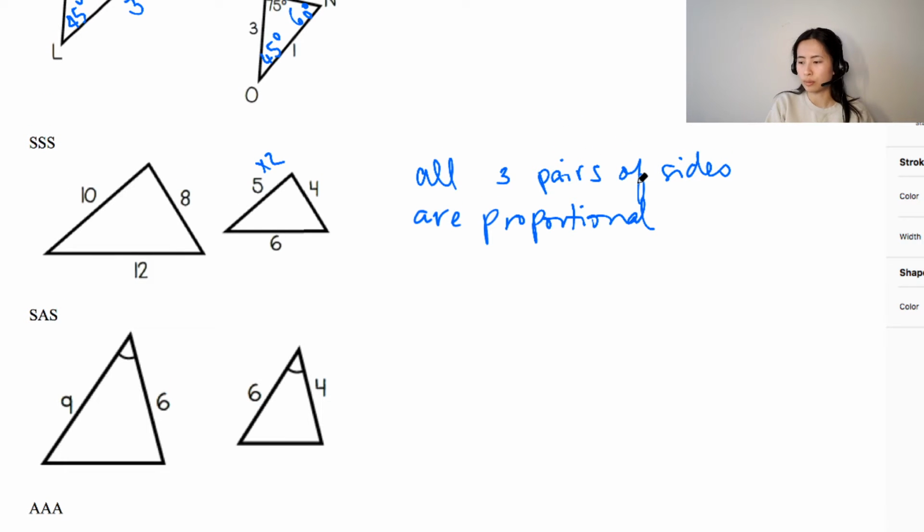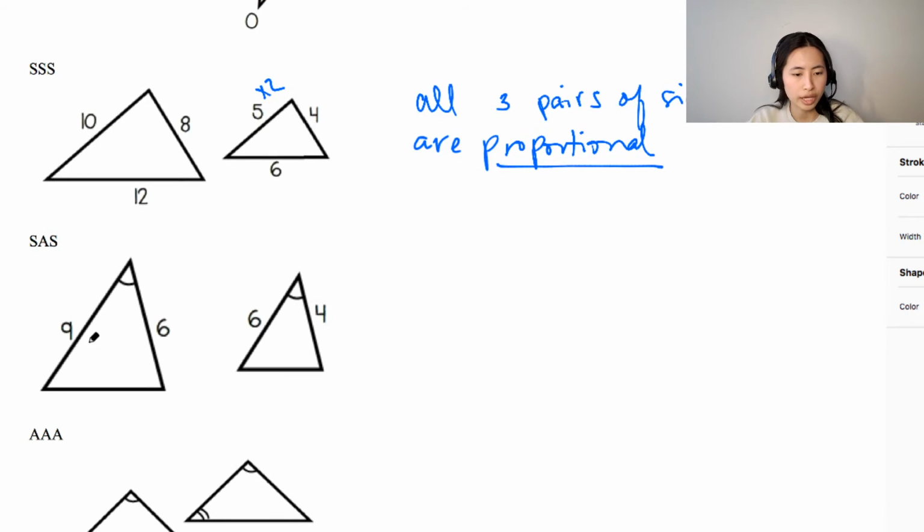Okay, so what about side angle side? For side angle side, you're looking at this triangle and this triangle. You know that this is your angle, which they've indicated in between the side of 9 and the side of 6. On top of having two pairs of sides that are proportional to one another, you have an angle between them that is congruent, or exactly the same. That's what congruent means in math: exact same. So if this is 50 degrees, then this needs to be 50 degrees as well.